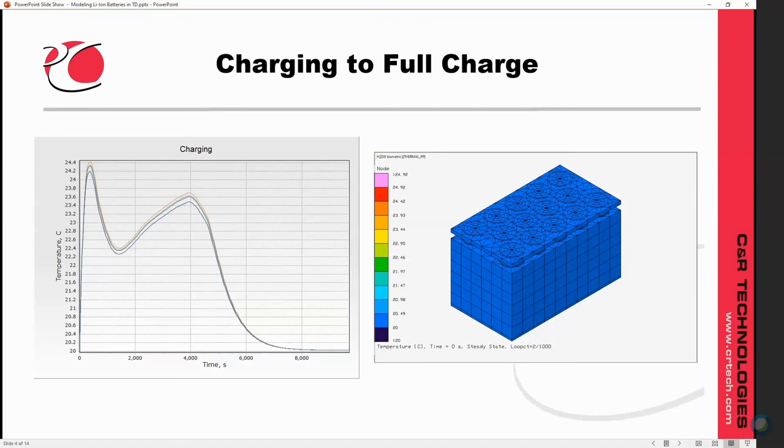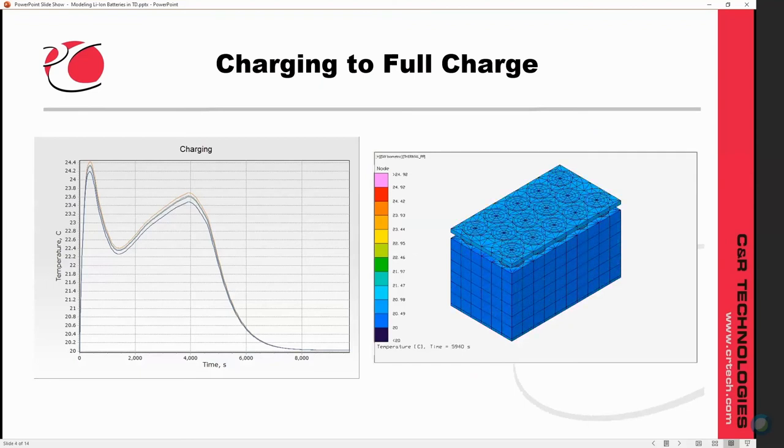we are assuming charging and discharging, but we're also including the overpotential and the entropic heating based on the average jelly roll temperature. So you're going to see some different shapes to these curves than what you've seen in some of the other results. So this is just showing the behavior as it goes through.